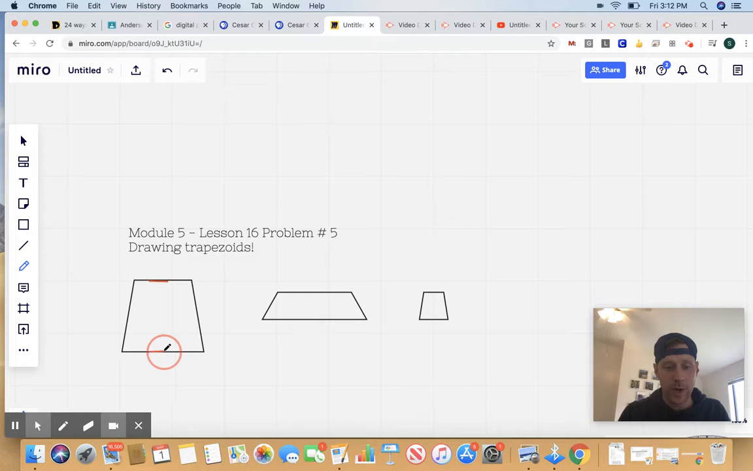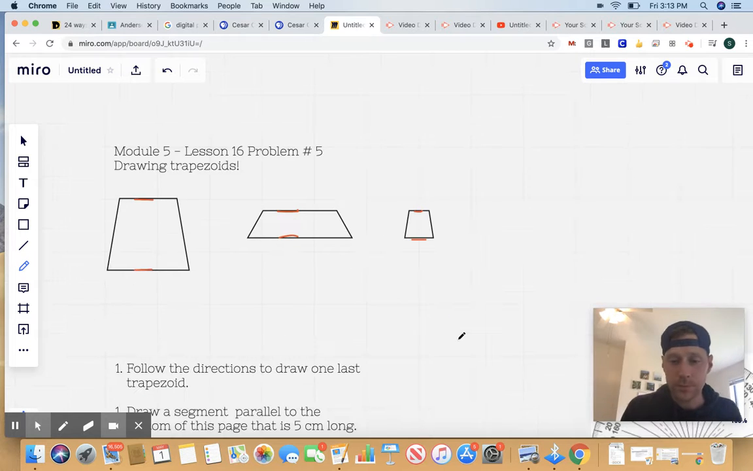So these 2 lines are parallel, 1, 2. But these aren't parallel. You can see that they would eventually intersect. They would run into each other. These 2 lines are parallel, but these aren't. And then these 2 lines are parallel. So a trapezoid always has 2 parallel lines.